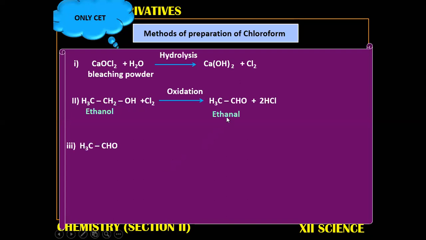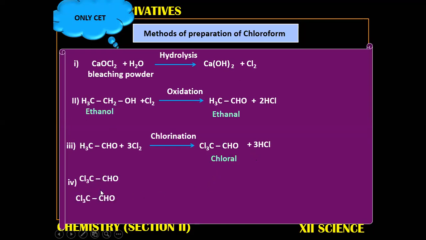Third step, this ethanal gets further chlorinated. This process is called chlorination. Now you see these 3 hydrogens, all 3 hydrogens will be replaced by 3 chlorines. So we get a compound like this. Now this compound is called chloral, trichloroacetaldehyde, or 2,2,2-trichloroethanal, and 3 HCl molecules.